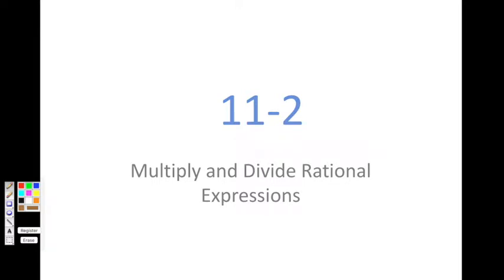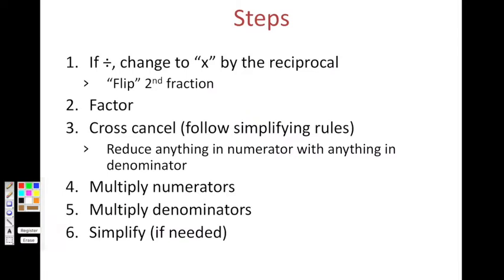Multiplying and dividing rational expressions. Steps. 1. If dividing, change to multiplying by the reciprocal. Keep, change, flip. Flip the second fraction. 2. Factor. Factor out all polynomials. 3. Cross cancel. Follow simplifying rules. Reduce anything in the numerator with anything in the denominator. 4. Multiply numerators, multiply denominators, simplify if needed.